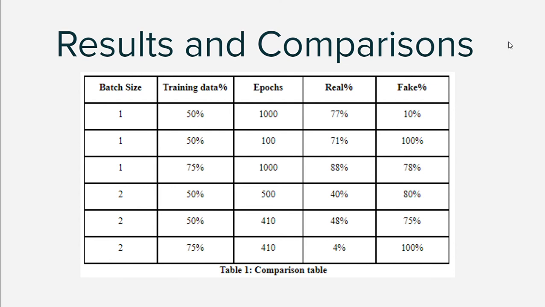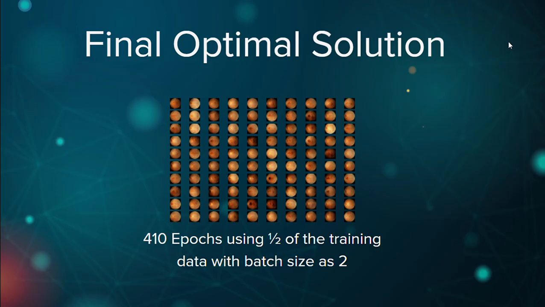So the final table is basically a summation of all the details that we have seen before. The first 3 rows consist of when the batch is equal to 1, and the last 3 rows are when the batch is equal to 2. The final optimal solution is generated when the number of epochs is equal to 410, and we have used only 50% of the training data, and the batch is equal to 2.